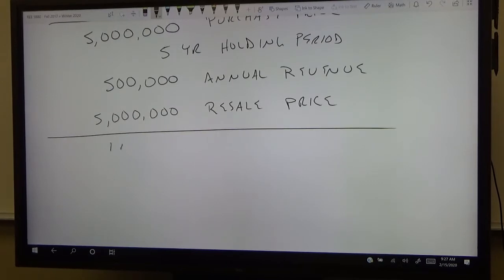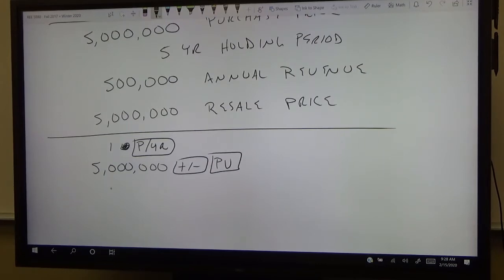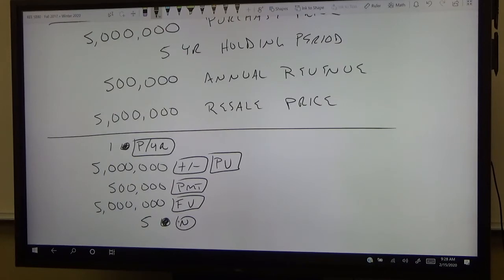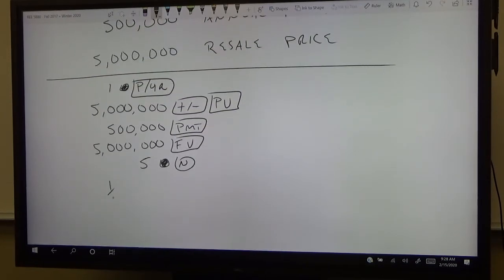One payment per year. You're just accounting for the cash flows. You're putting in $5 million as your present value. You're putting in $500,000 as your payment. You're putting in $5 million as your future value. You're putting in your term as 5 years. And then you're solving for the rate of return, interest rate, whatever you want to call it.